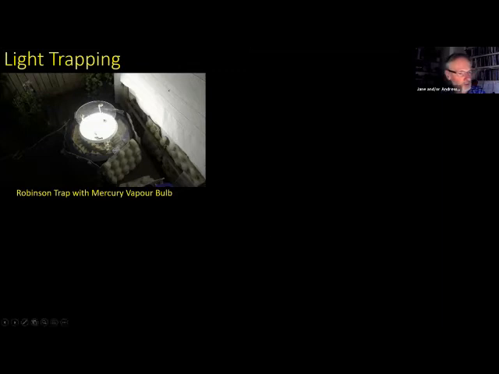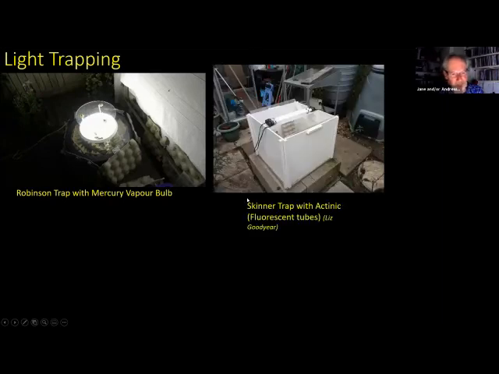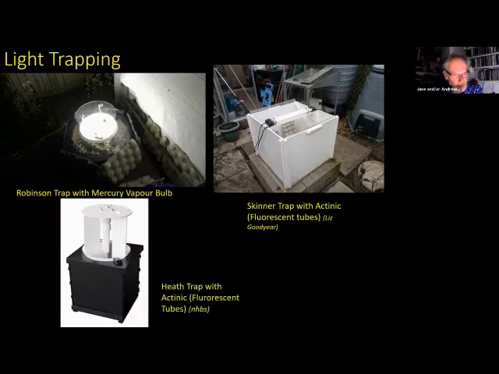So this is what's called a Robinson trap, which is the deluxe, the biggest and most expensive kind of trap. Then we have a Skinner trap, thanks to Liz for a photo of hers. This has what are called actinic or fluorescent tubes in, and all these lights give out more ultraviolet light than an ordinary bulb would. They work on the same principle. The third kind of common trap is a Heath trap, which again is running with the actinic tubes. These are more portable, but it's all the same principle: a box and a light, and something inside to hold the moths.